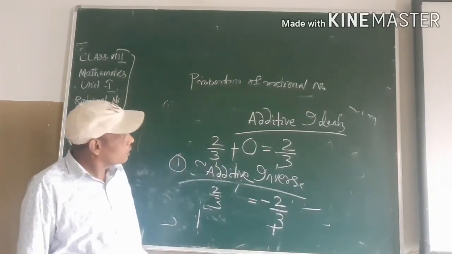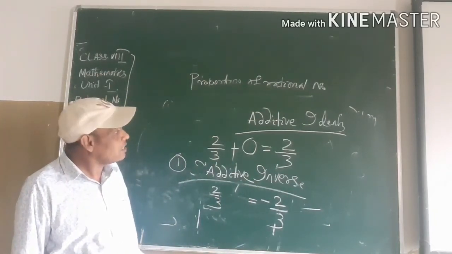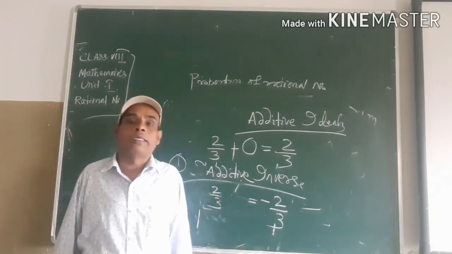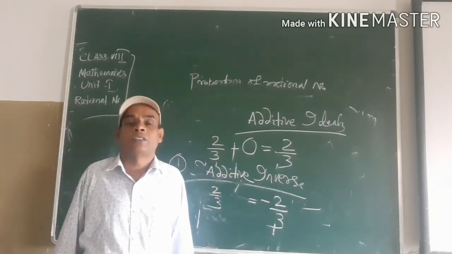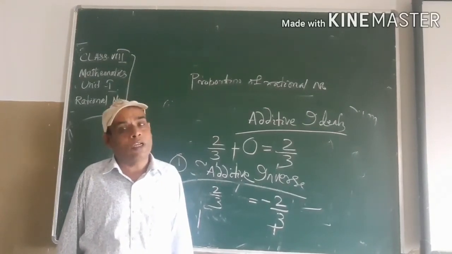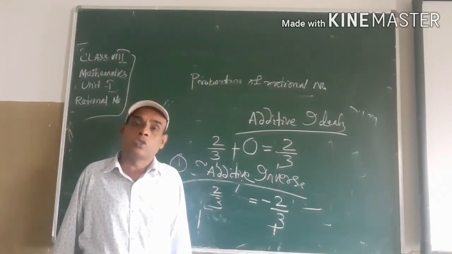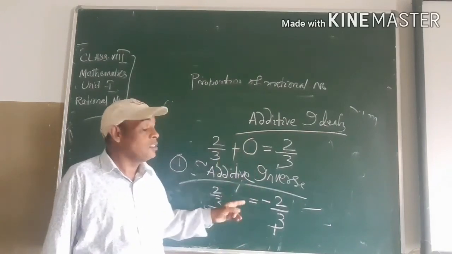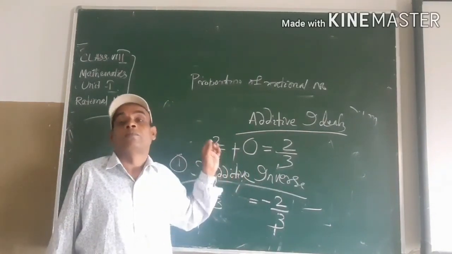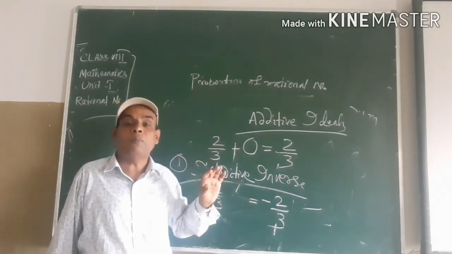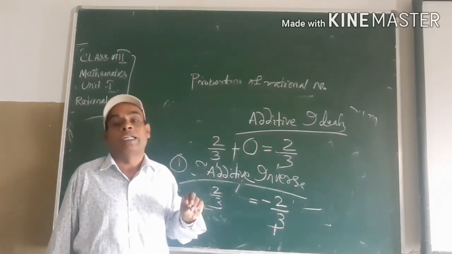So we have already discussed the different rules that rational numbers follow. Later, in another class, we will go through the exercise and discuss what problems are related to this chapter. So you have to remember these things for solving problems related to rational numbers.